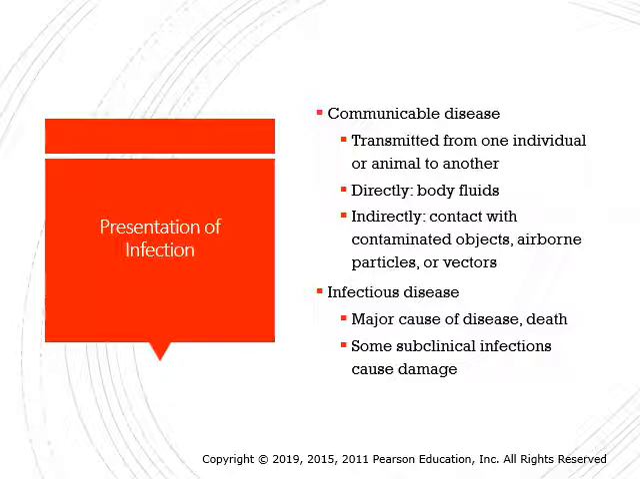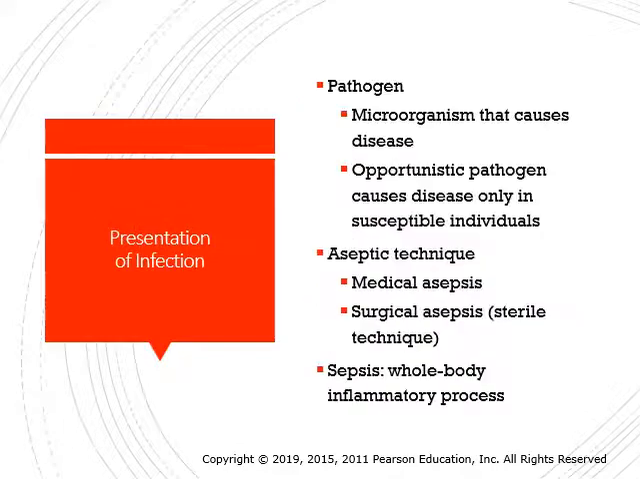One transmission is directly by body fluids, or another transmission is indirectly by coming in contact with contaminated objects, airborne particles, or vectors. Infectious disease is a major cause of disease and death, and even some subclinical infections can cause damage, so we don't really know it's there. We don't have any reason to believe that there is an infection, but it could be damaging tissues and cells.